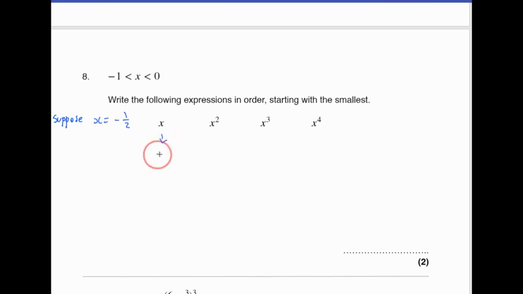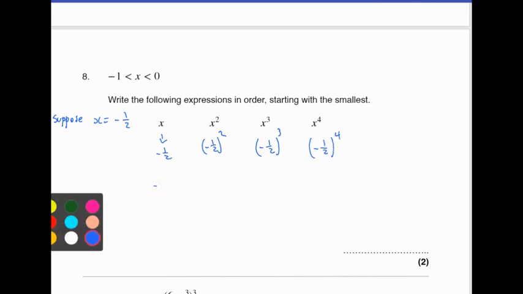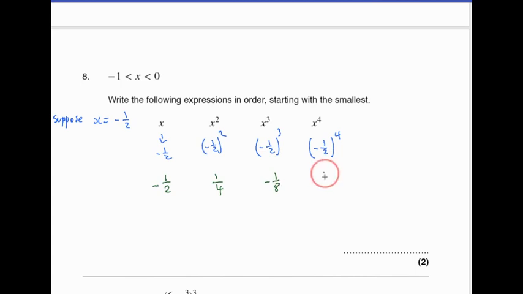That means that this value would be -1/2. This value would be -1/2 squared. This value would be -1/2 cubed. And this value would be -1/2 to the power of 4. So this one stays, of course, as -1/2. -1/2 all squared is -1/2 times -1/2, which is 1/4. Then -1/2 cubed, well, that's going to be 1/4 times -1/2, which is -1/8. And then -1/2 to the power of 4, times that by -1/2, giving you 1 over 16.